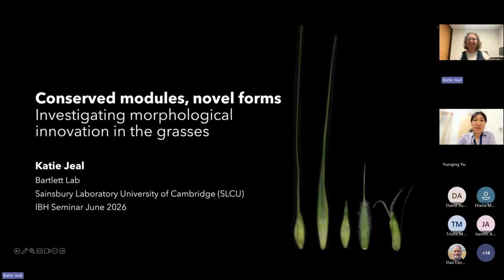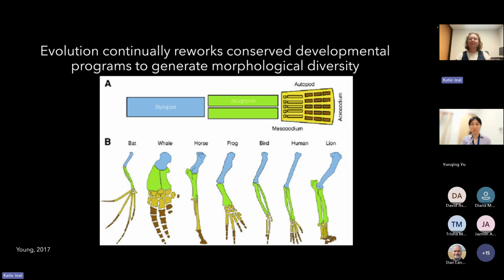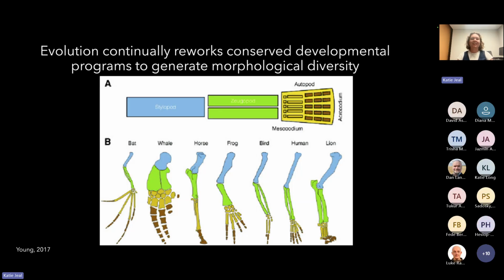Cool. Thank you for the introduction, and thanks to the organizers. So today I'll be talking about morphological innovation in the grasses. Evolution continually reworks conserved developmental programs to generate morphological diversity. Perhaps one of the best known examples of this is in the tetrapod limb, in which the conserved developmental program results in the generation of a bat wing, whale fin, and human arm, all of which look very different from each other and serve very different functions.